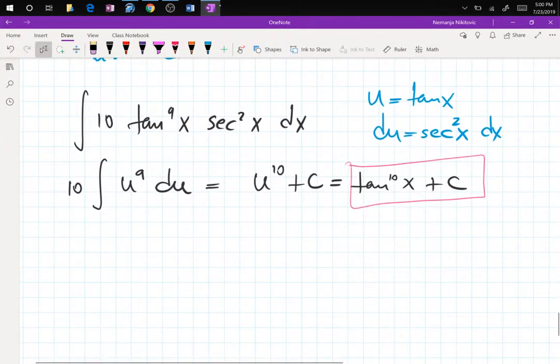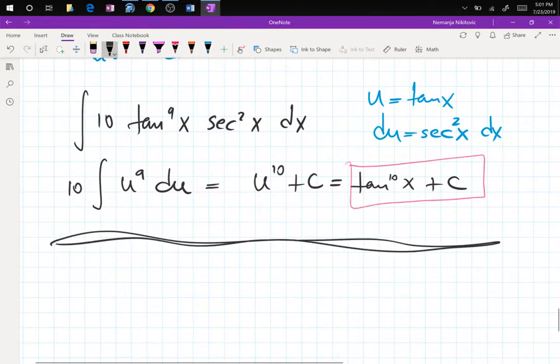What else can we do? All right, problem 30. Integral of tangent cubed theta d theta.